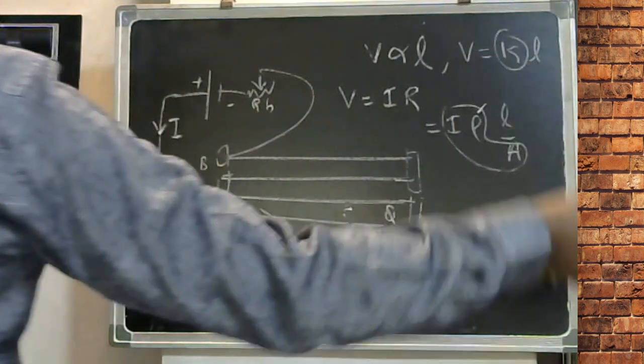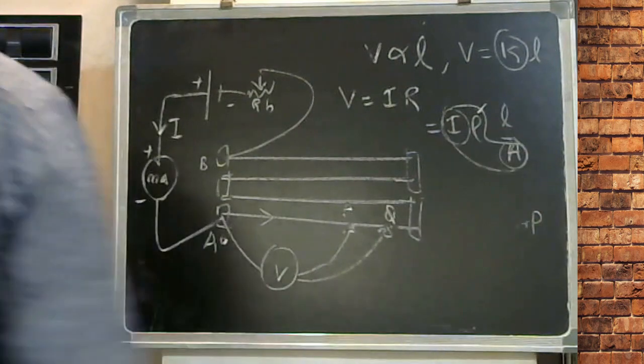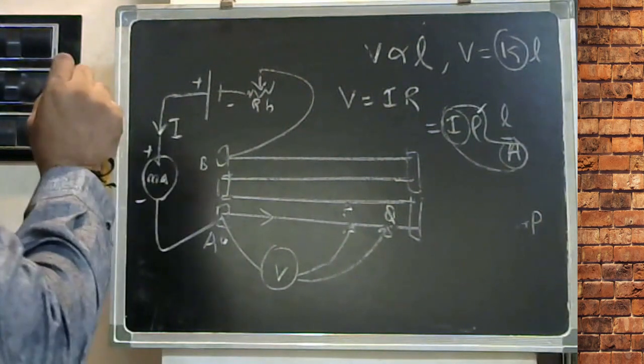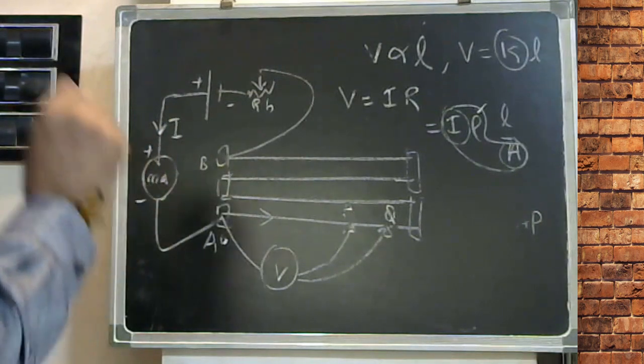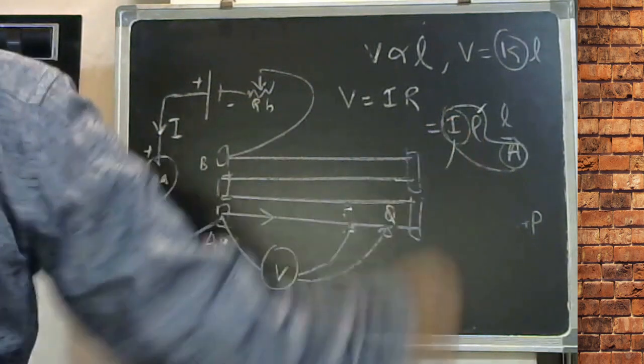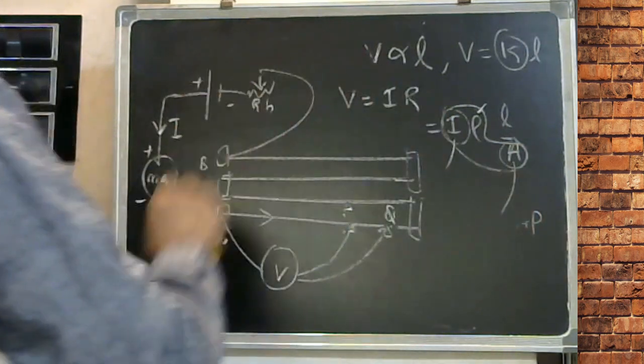Of course, logically, the wire is the same. But my current I and area A should be constant. That means in the potentiometer principle, the main points are this: a constant current flowing through a wire of uniform cross section, voltage drop is proportional to length.